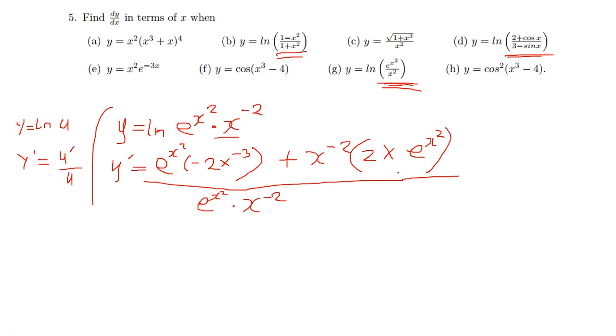So this question is also as simple as that. We move on to the last question.